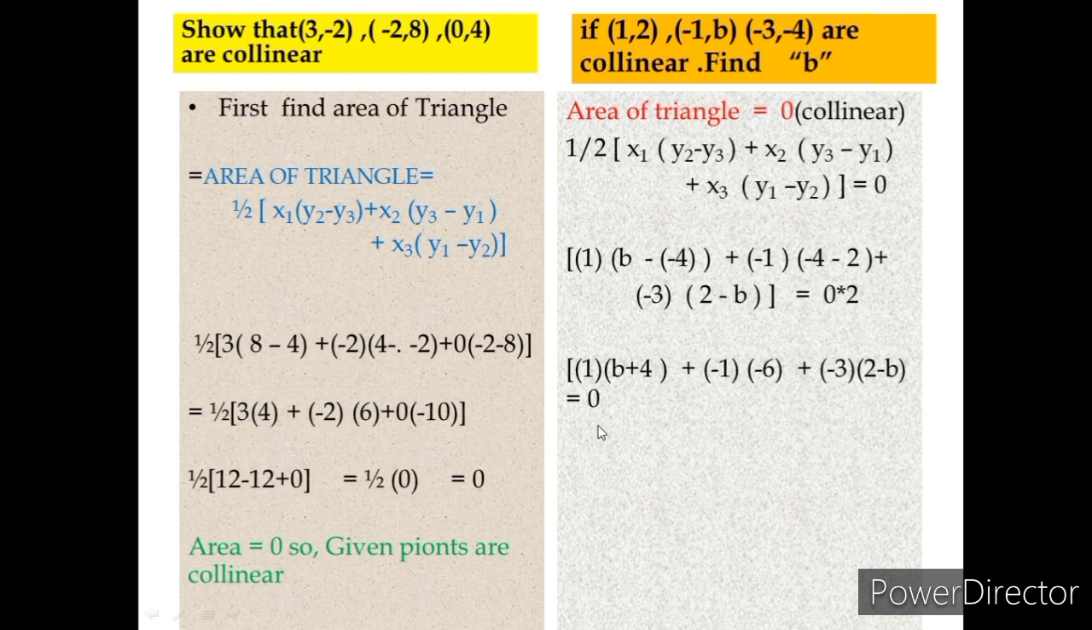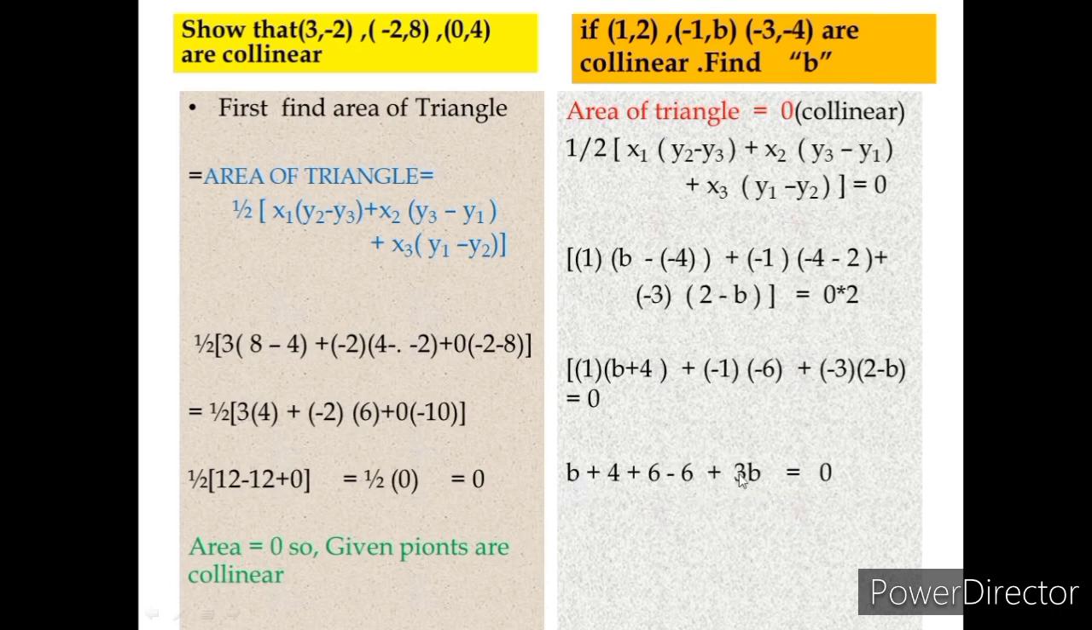Therefore 0 into 2 is 0. Now we have to multiply this 1 into b plus 4, b plus 4. Here minus into minus plus, 1 into 6, 6. Here minus into plus, minus, isn't it? 3 into 2, 6. Thereafter minus into minus plus 3 into b, 3b. The RHS value is equal to 0. Therefore, here plus 6 minus 6 should be cancelled. Therefore, here b, here 3b.